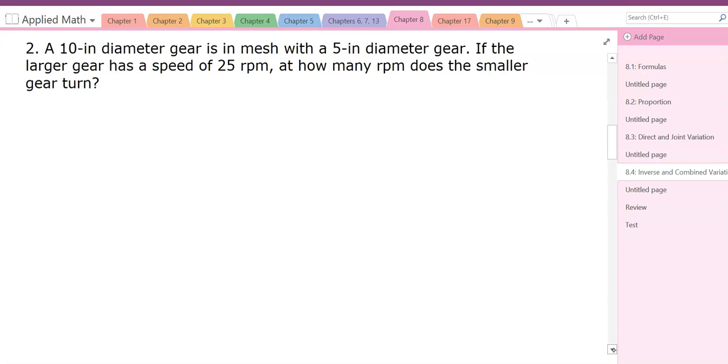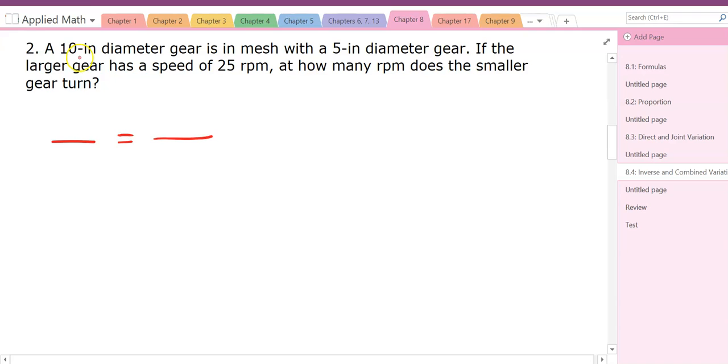Now, since the smaller gear has a smaller diameter, it's probably turning more than the larger one would be. It's going to turn around more times than the larger gear would. So that already tells me that when I get my answer, it should be bigger than that 25. So again, I'm going to set up my fractions.